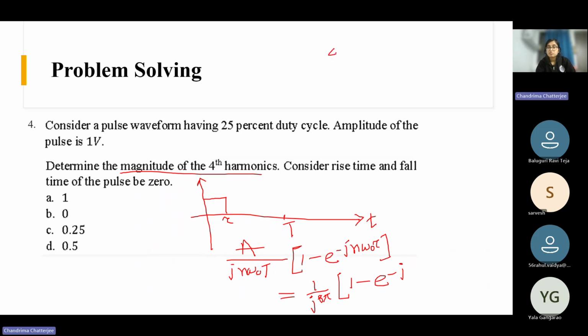so 4. Then we have 2 pi. Then again 1 by 4, because tau by T is equal to 1 by 4. We have 2 pi. So this is e to the power minus j 2 pi. Now you can understand cos 2 pi is 1. Okay, so this 1 and 1 gets cancelled. We get 0. So the answer is 0.